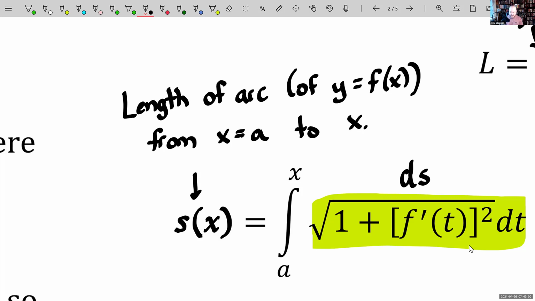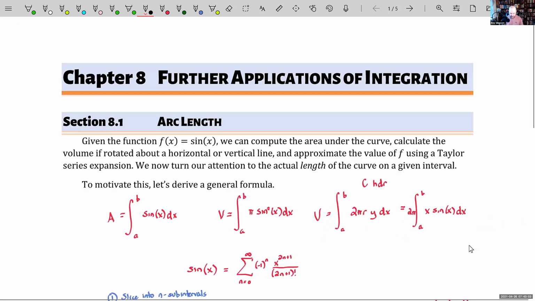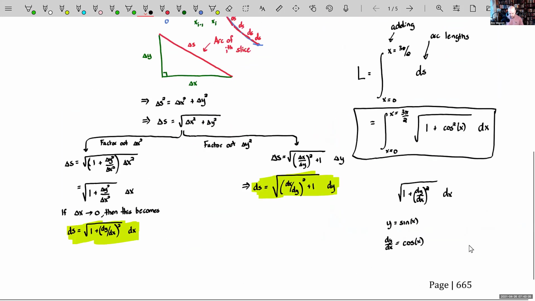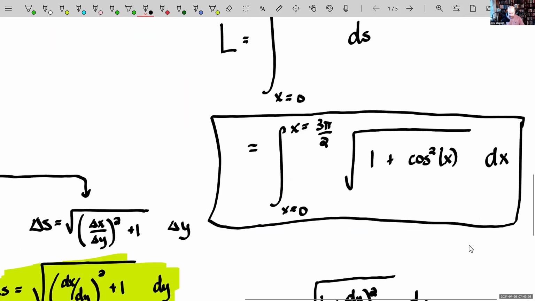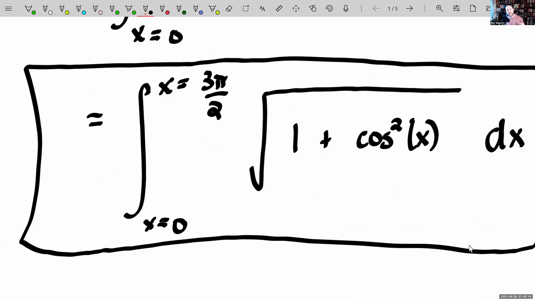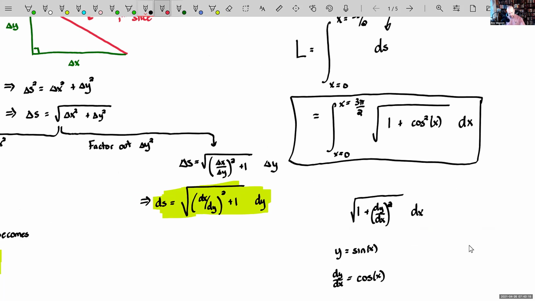So this is slightly different than the main theorem, which I wrote kind of right here. This is the actual length from 0 to 3 pi over 2. Let me just point an arrow at that and make sure you know that that is the true length from 0 to 3 pi over 2.